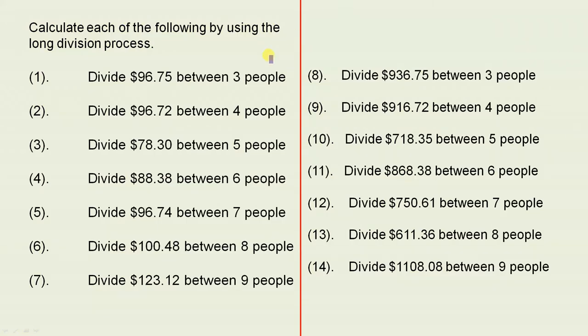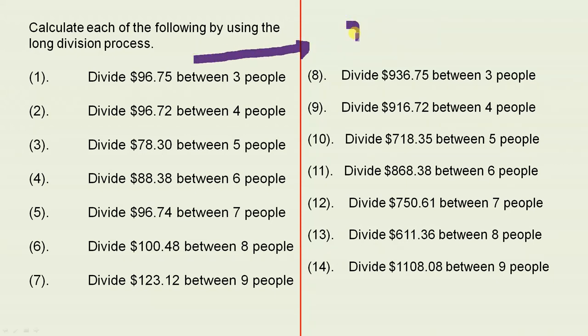Here, it's exactly the same type of procedure, except we have some words involved here. So basically it is still long division. We're still asking to do long division. If we take the first one, for example, divide $96.75 between 3 people. So it's exactly the same as what we did on the last slide. Let's do it here because we've got a bit more room.